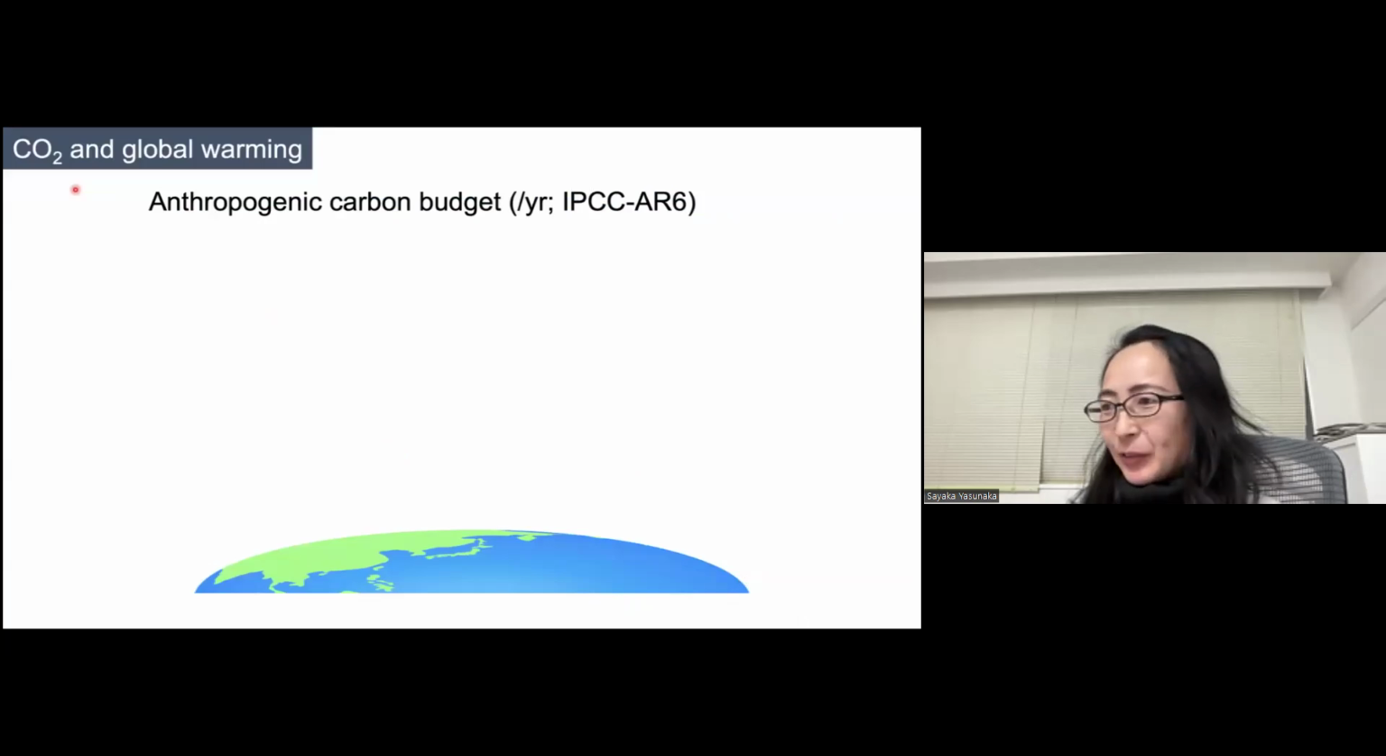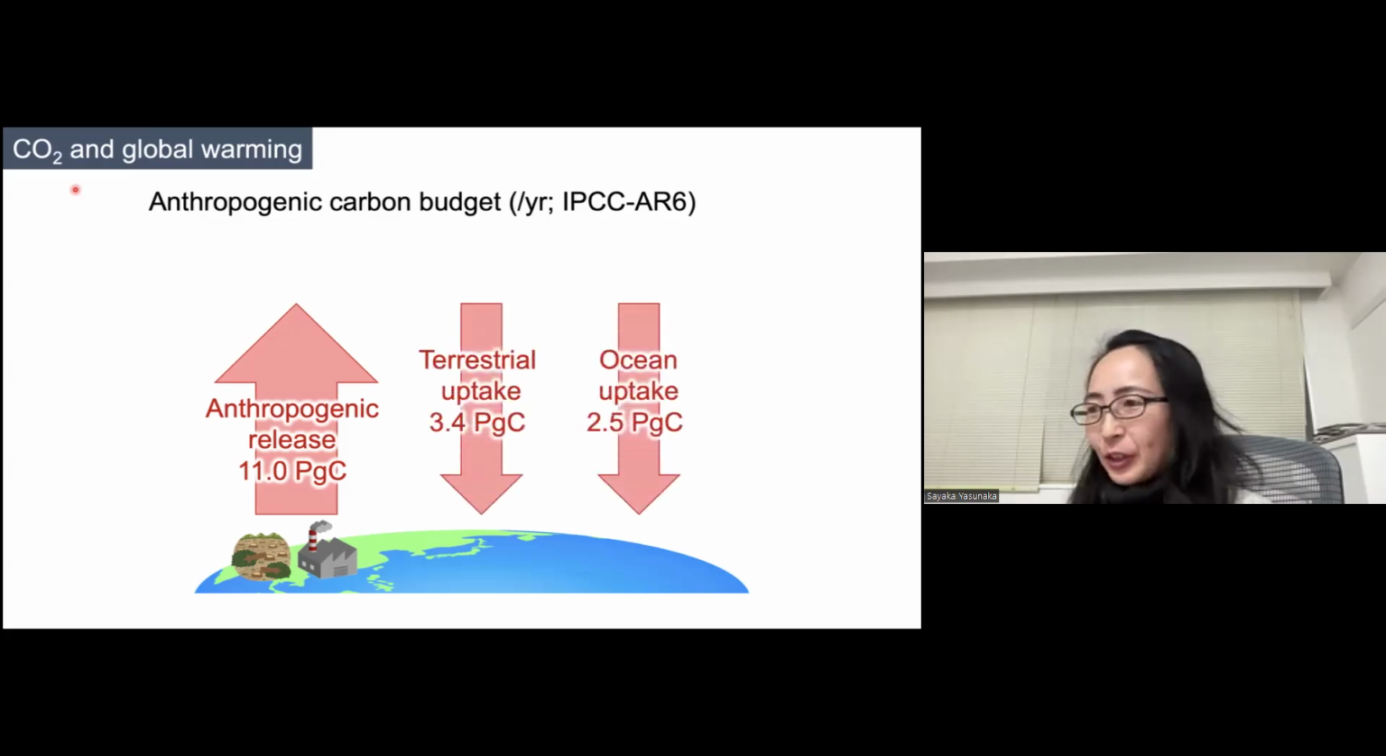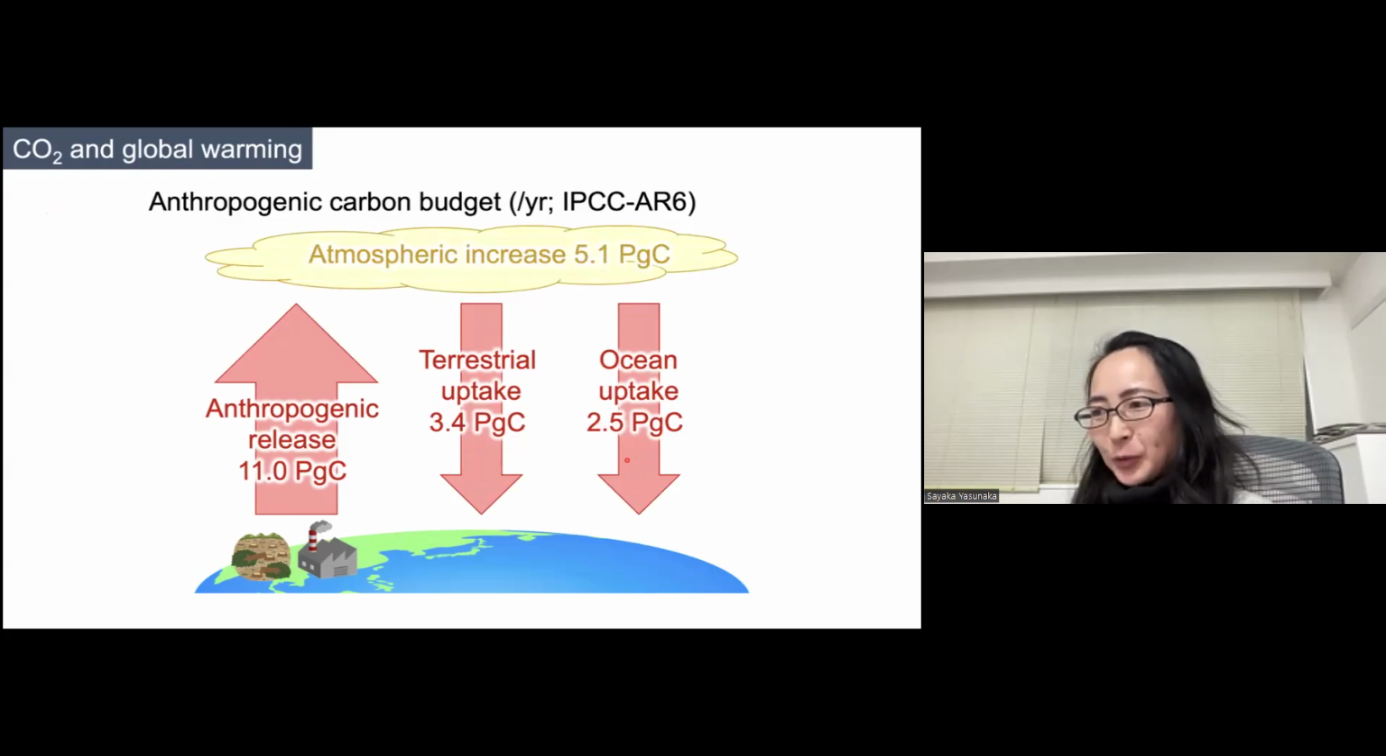As a result of human activities, such as fossil fuel burning and land use change, anthropogenic carbon is released to the atmosphere. Not all carbon remains in the atmosphere, but a substantial part of it is taken up by land and oceans. A quarter of the atmospheric release is taken up on land, another quarter is taken up by oceans, and the others remain in the atmosphere.